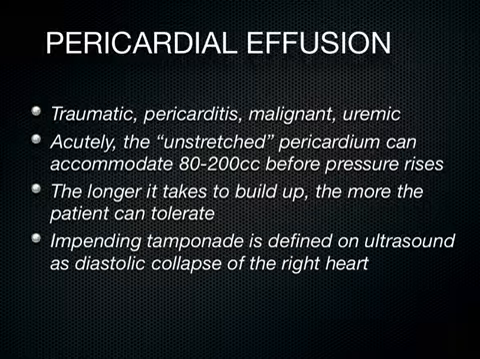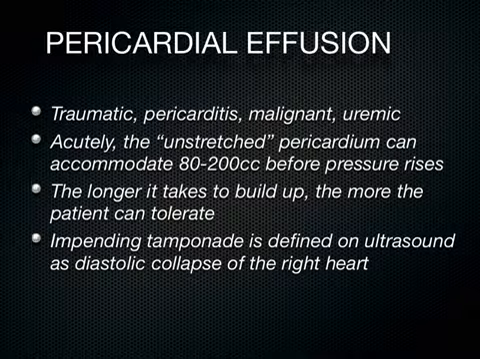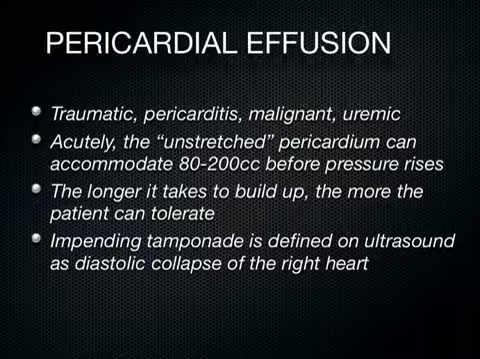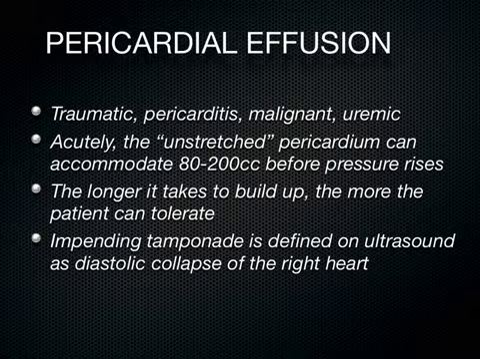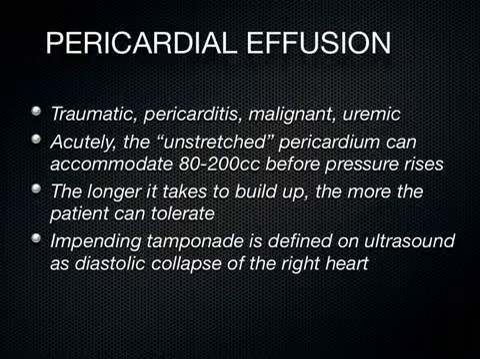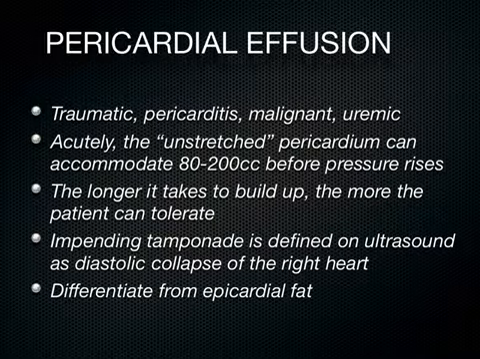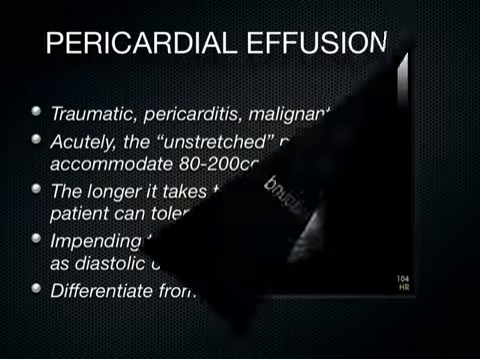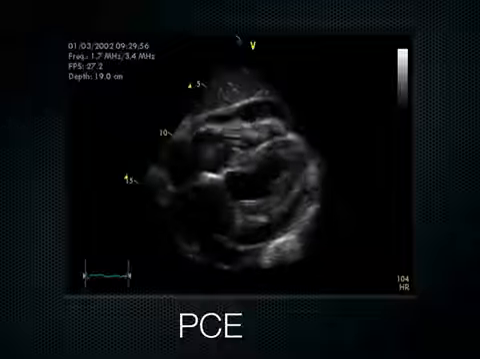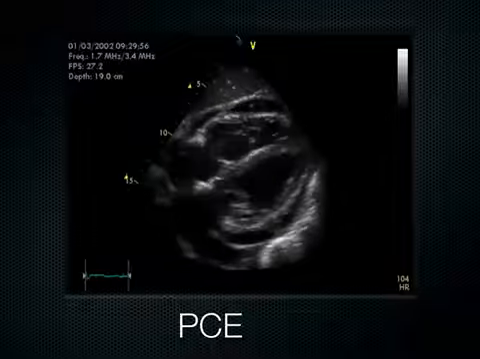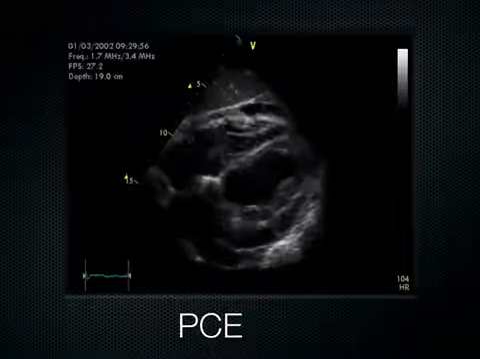And what you're looking for is diastolic collapse of the right heart. So as you know, during diastole, when you expect the ventricle to fill, it actually tents downward. It looks like a trampoline, like somebody is standing on the right heart, jumping up and down on it. You have to differentiate this from epicardial fat, which can sometimes be difficult to do. This is an example here of a pericardial effusion.